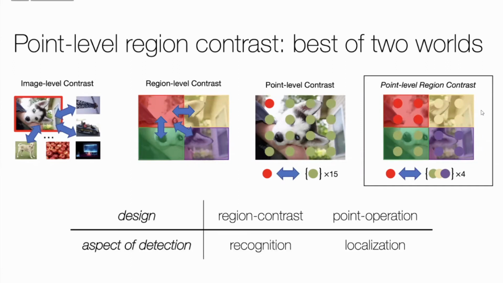And such a design actually also makes sense from the perspective of object detection. Because for detection, there are two very important aspects: recognition, basically classification of object categories, and localization, trying to find where the object is. Our region level contrast corresponds to recognition because it divides the image into regions, and point level operation corresponds to localization, hopefully for more precise object locations.